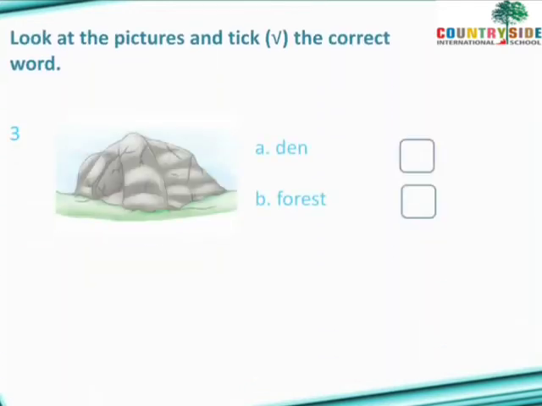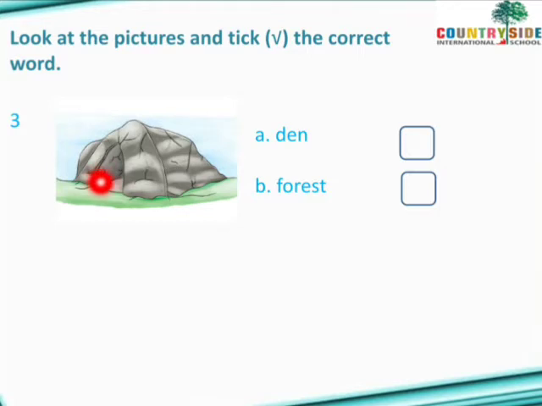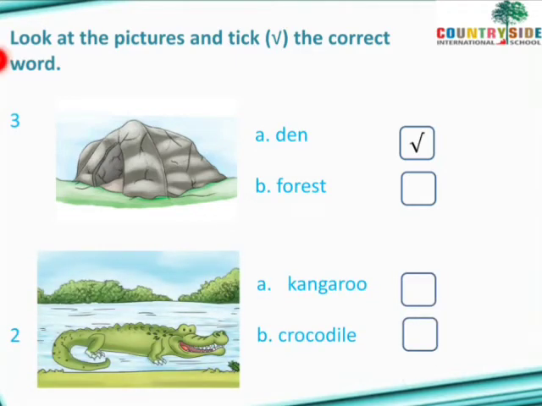Now see the other one. What is this, children? It is den or forest? Den, where all the wild animals live. Yes, then it is very easy. Crocodile or kangaroo? Kangaroo or crocodile? So it is a crocodile. Yes, so there are a few more pictures that you have to do on your own.